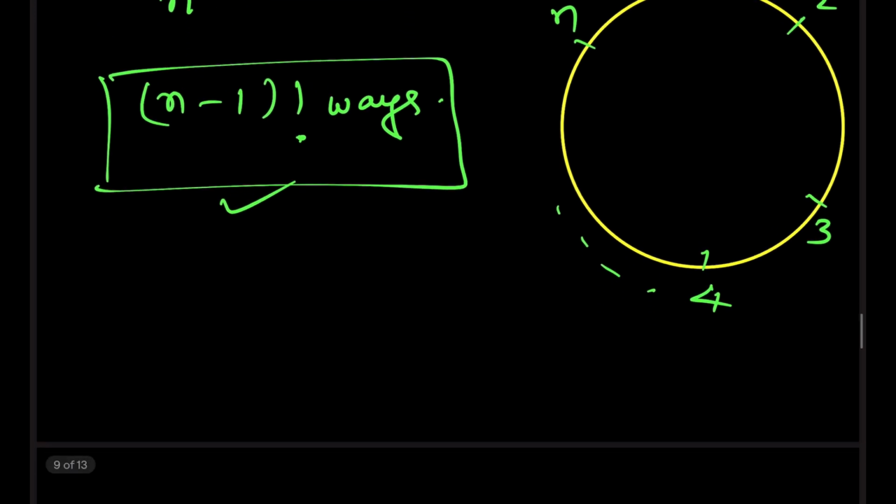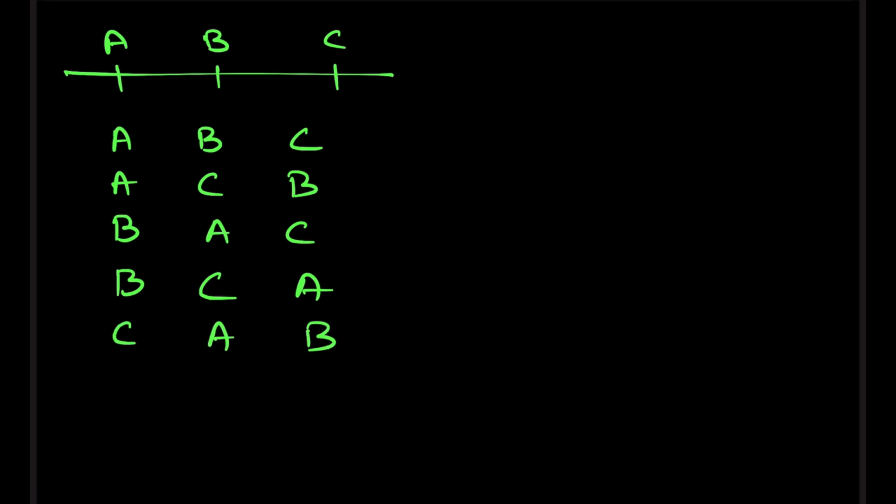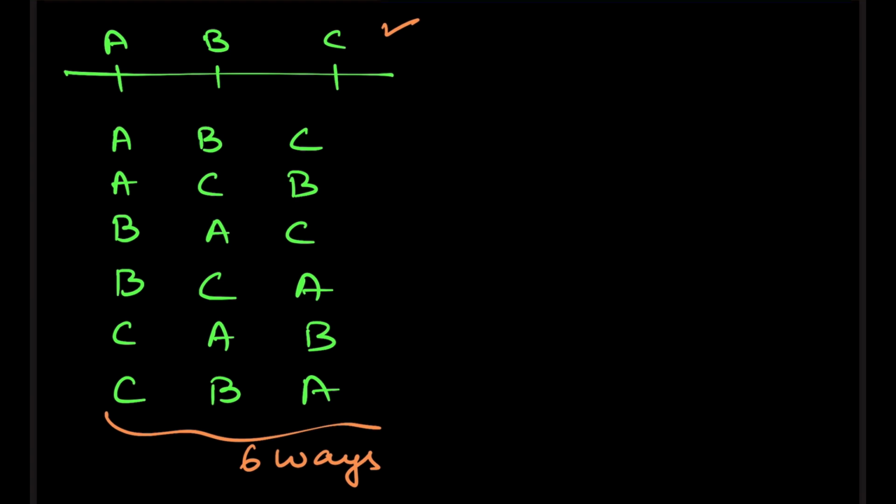So let's compare it side by side with the linear arrangement. A, B and C, 3 different persons, are to be arranged on a linear line. How many arrangements will we get? A, B, C, then A, C, B, then B, A, C, then B, C, A, then C, A, B, then C, B, A. So in total you can arrange it in 6 ways in a linear way. This is 3 factorial, which we know the formula for, so we don't have to do it manually always.